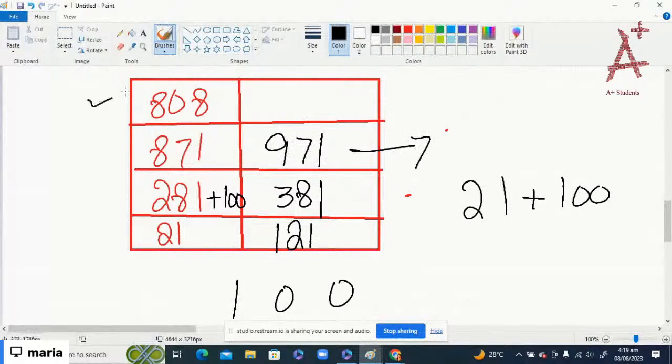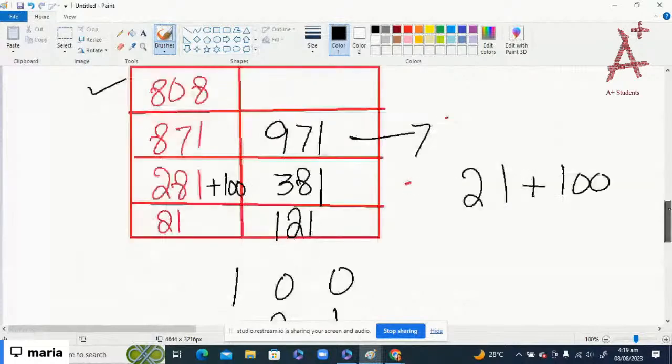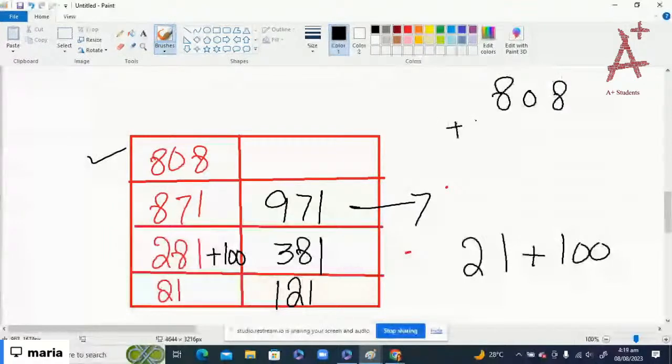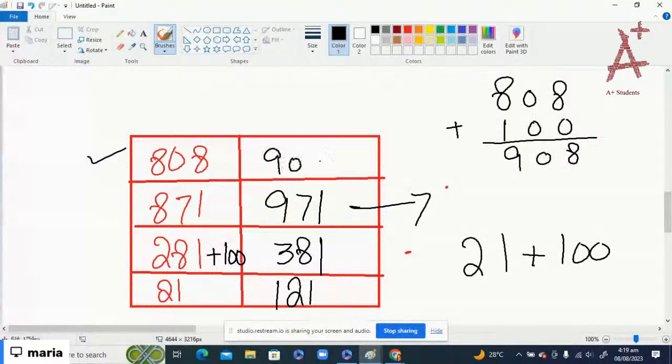Okay, let's do the first one. 808 with 100. Okay, I'm going to write it here. Add up with 100. So 8 plus 0 is 8. 0 plus 0 is 0. 8 plus 1 is 9. So here the answer is 908. Okay, these are all the answers.